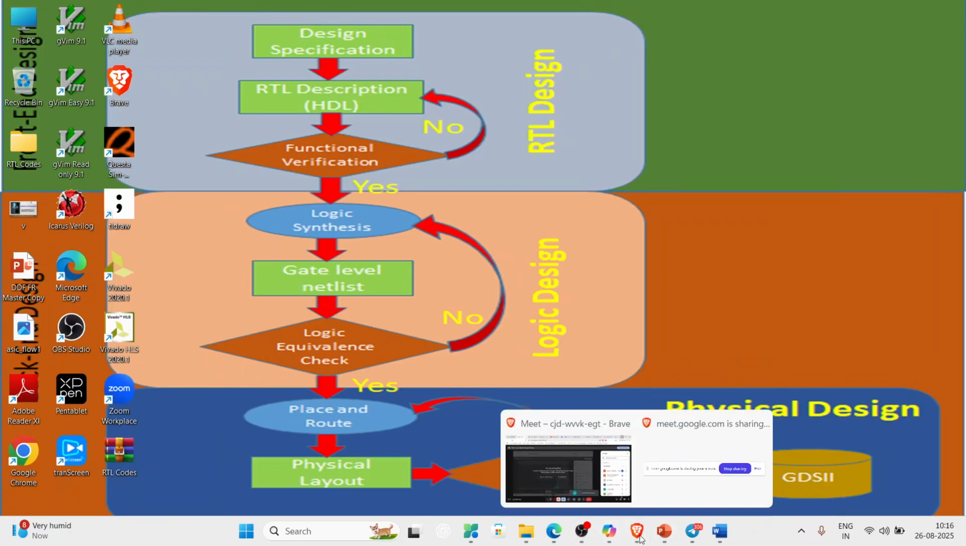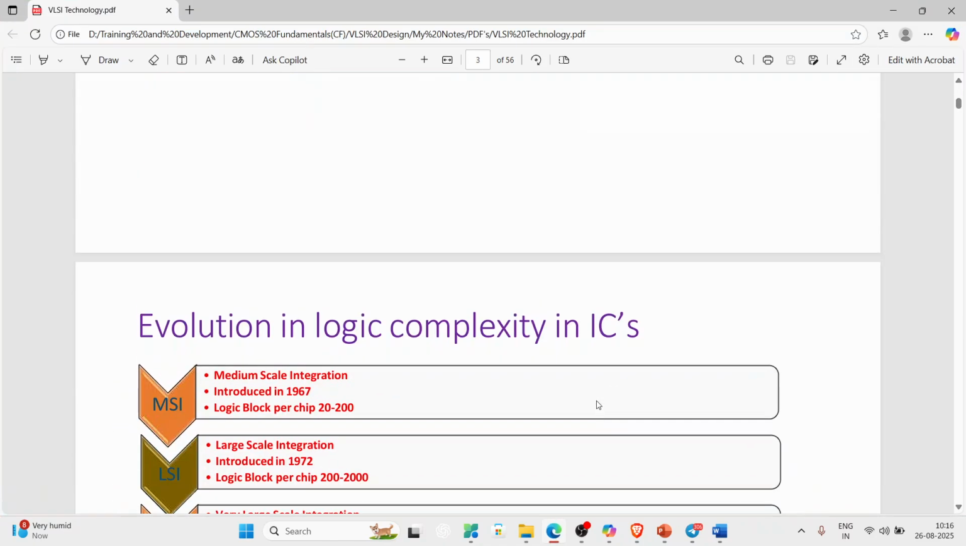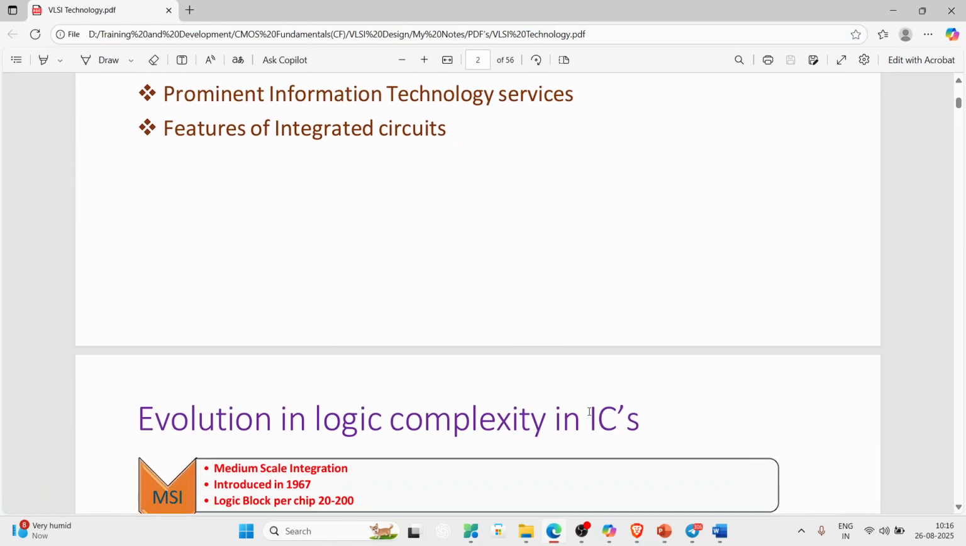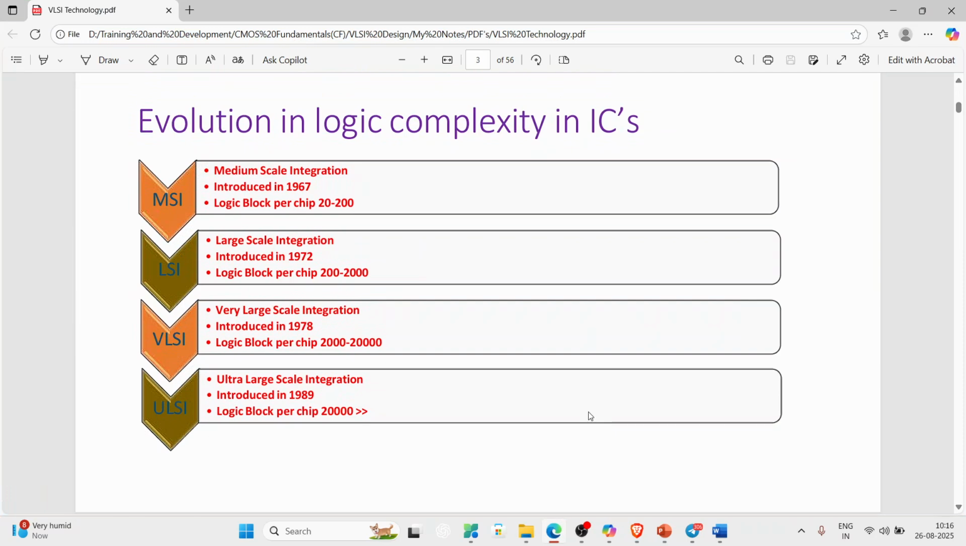So if you see, this is the evolution of logic complexity in ICs. First, there is medium scale integration, which was introduced around 1967. In medium scale integration, the logic blocks per chip are 2 to 200 only. Okay.